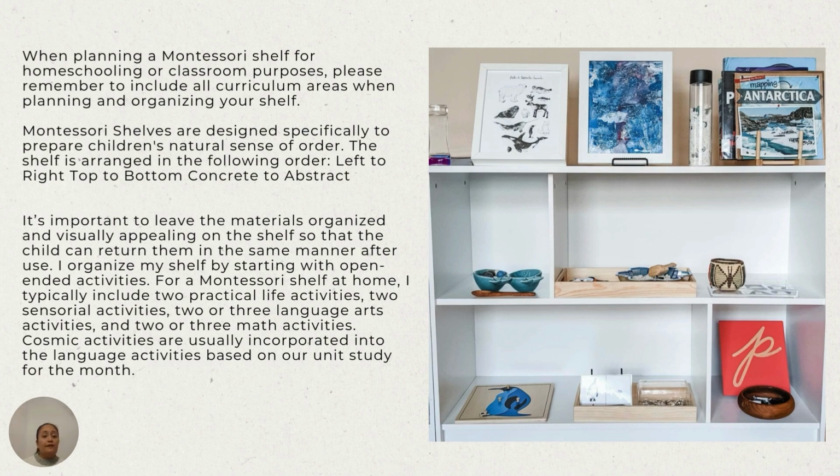So it's important to leave the materials organized and visually appealing. Materials should always be complete on the shelf. If there are any broken parts, if anything is missing, or if it is too hard, then that material should not be on the shelf. It should be removed and you can put it back when you have it complete or when you replace it.